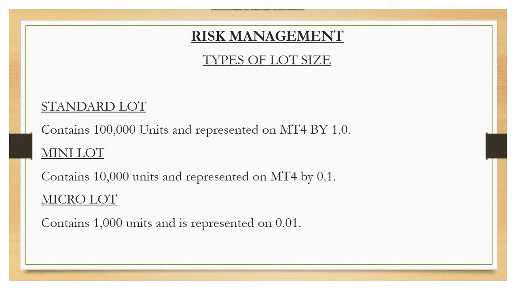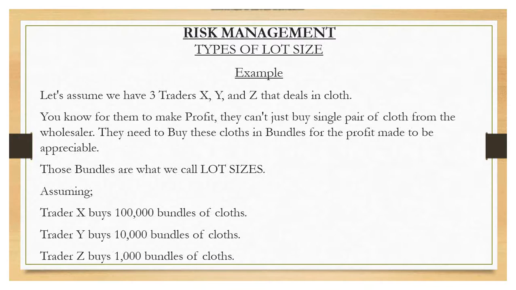Standard lot contains 100,000 units and is represented on MT4 by 1.0. Mini lot contains 10,000 units and is represented on MT4 by 0.1. Micro lot contains 1000 units and is represented on MT4 as 0.01. Now, an example.